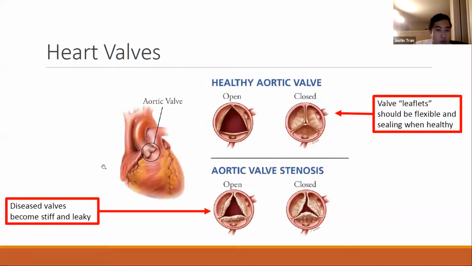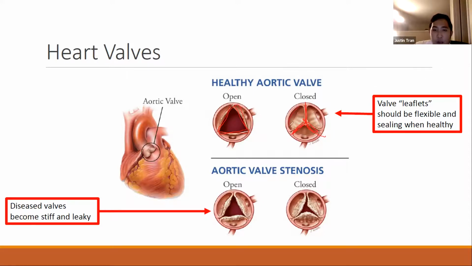Right. Okay, so let's talk about valves a bit more. And so I think this goes back to Jack's question a little bit earlier. And so, let's look at what a typical healthy valve looks like, right? And so if your valve is healthy, it should look something like this. And so when it opens, it should have a very nice large orifice for blood to pass through, okay? And when it closes, it should make a very tight seal, okay? Right, and so this tight seal prevents any blood from leaking through the valve, okay?